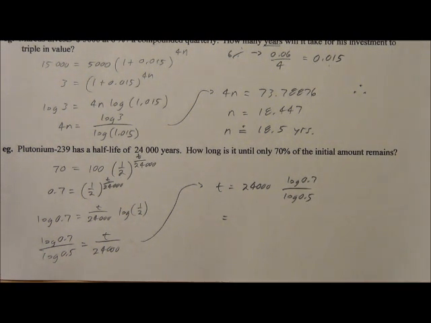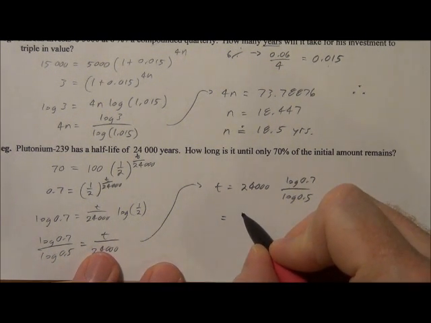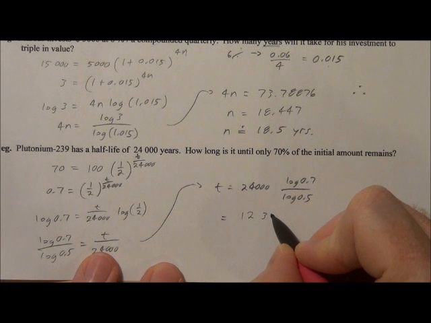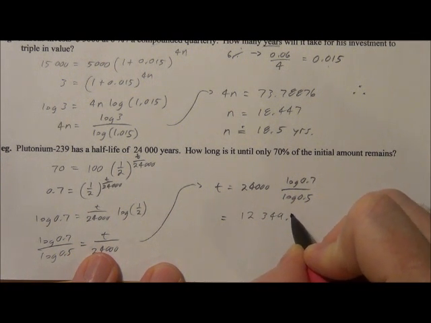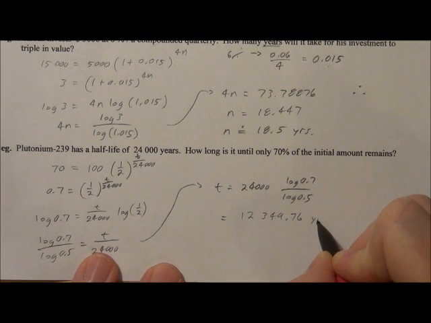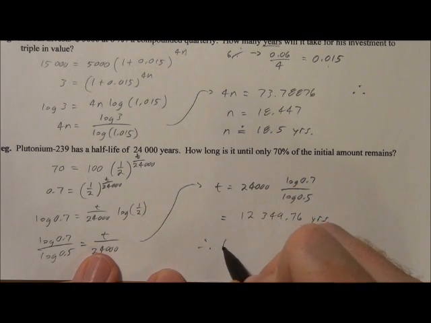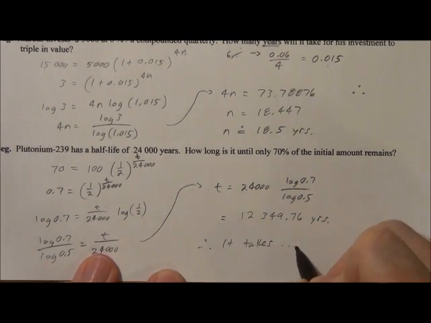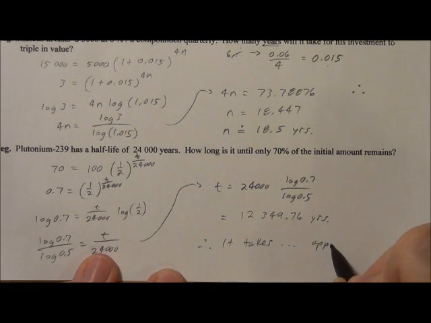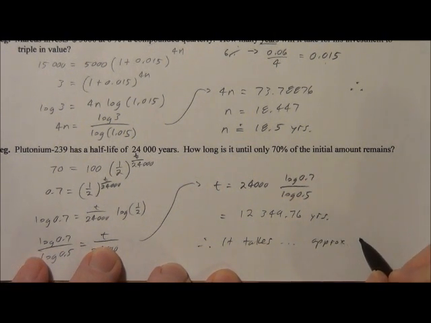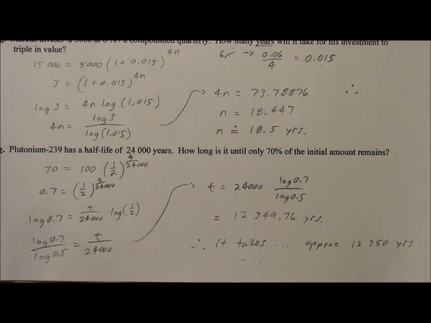So let's take a look to see what that gives us. And by my calculations, I've got 12,349.76 years. So therefore, it takes blah blah blah approximately 12,350 years, yada yada yada, until 70% remains.